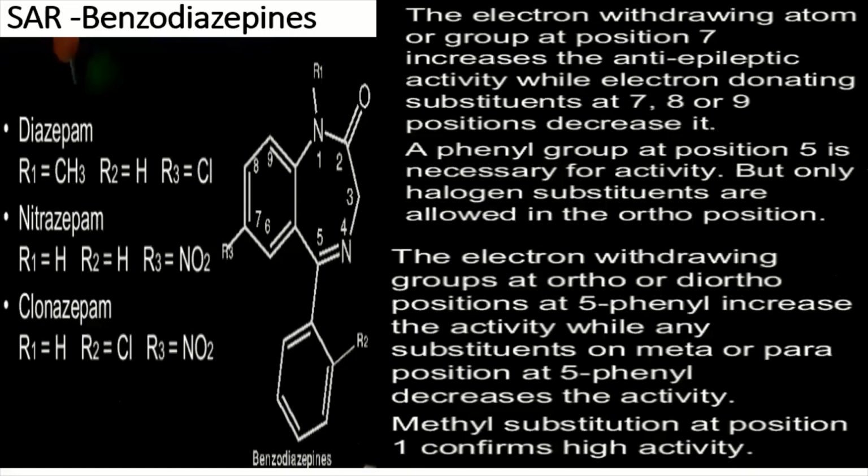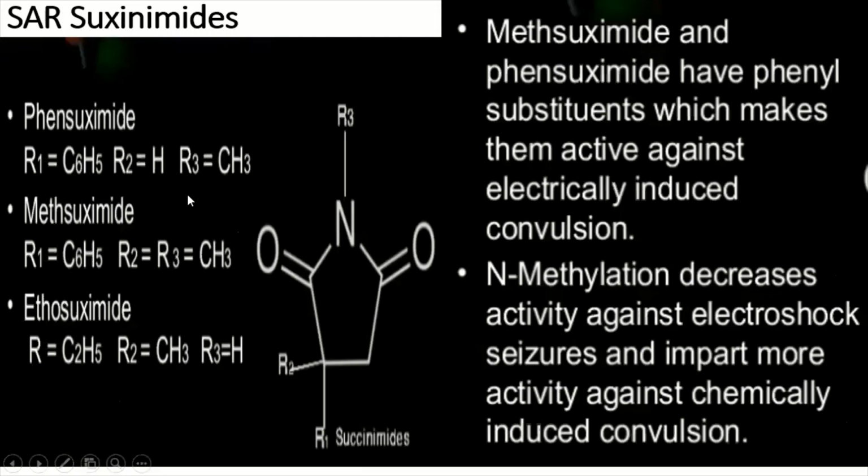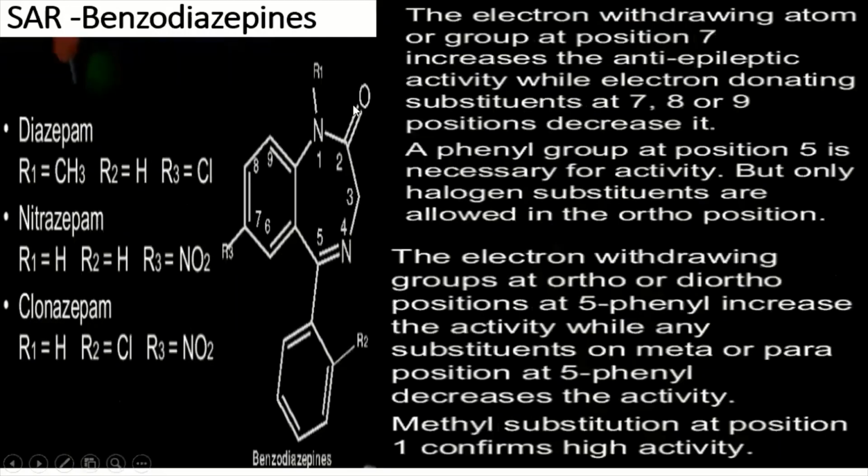Now we come to the next class of drug, that is benzodiazepines. Already we have learned about benzodiazepines in the sedative and hypnotic topic. Here the benzodiazepine ring is shown. You can see it consists of an aromatic ring which is fused with the diazepine ring.